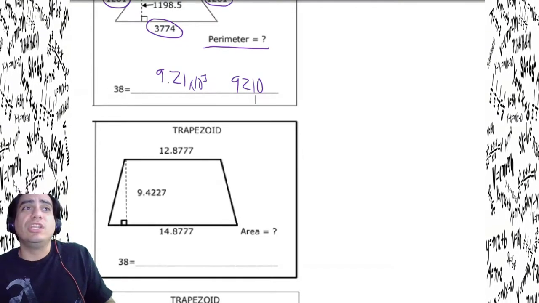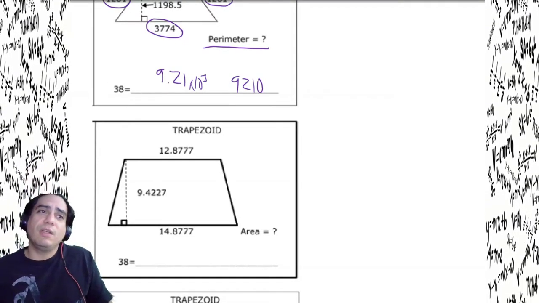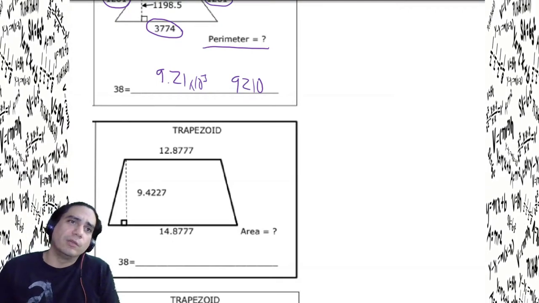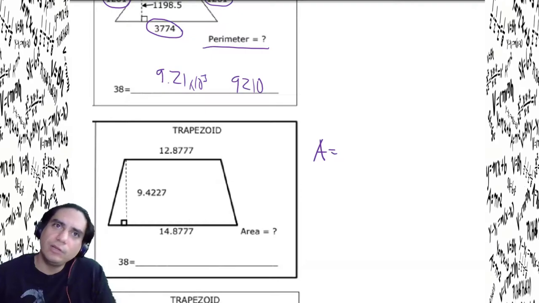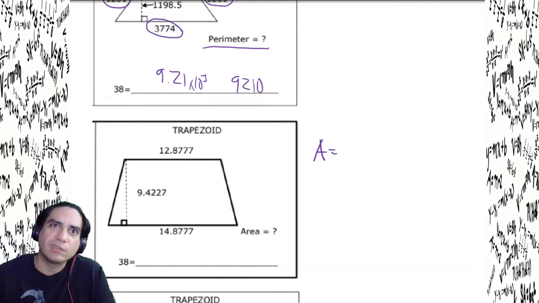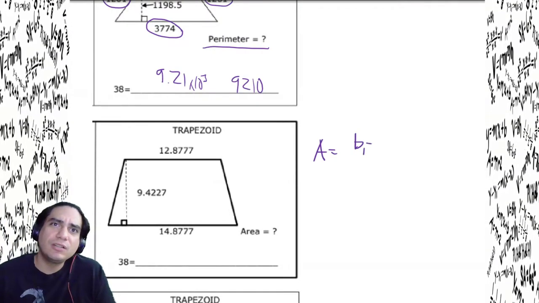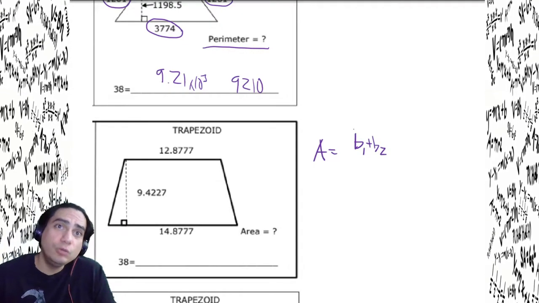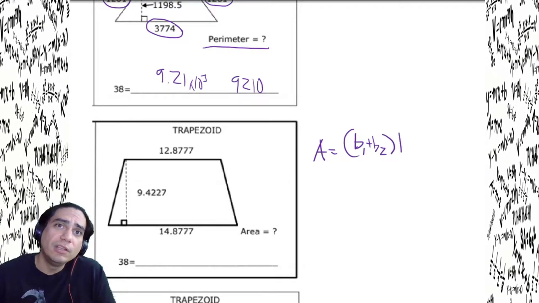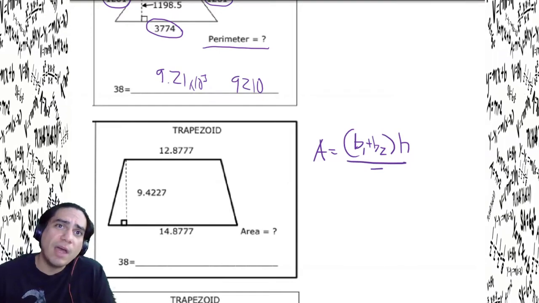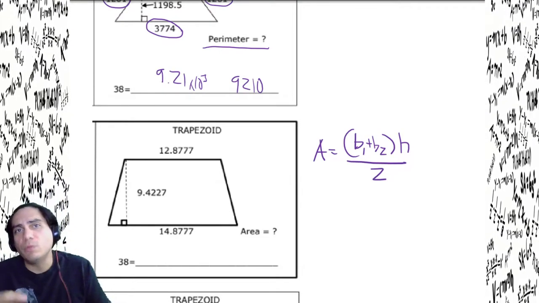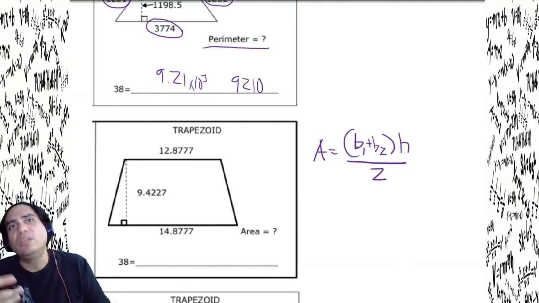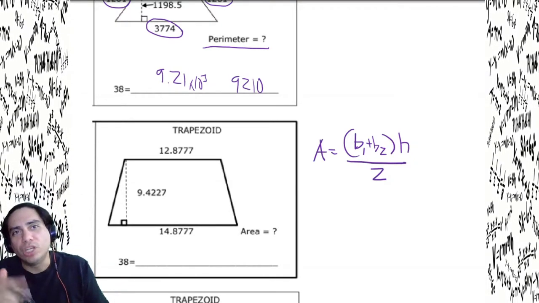Now, this one here is going to be our first area formula. The area of a trapezoid is a little bit different than the other formulas that we've seen thus far. Remember how I said there's two bases? Well, we're going to be using them in this area formula, because the formula for a trapezoid is basically the first base plus the second base. Then we multiply it by the height, and then we divide it by two. We cut it in half.